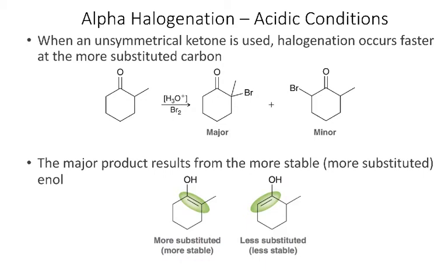And we can justify this result if we consider the enol intermediate. If we consider these two possible enols that we could make from this ketone, this is the more stable alkene because it's more substituted, and so we'll have more of this enol formed than this one, and so this will give rise to this major product.